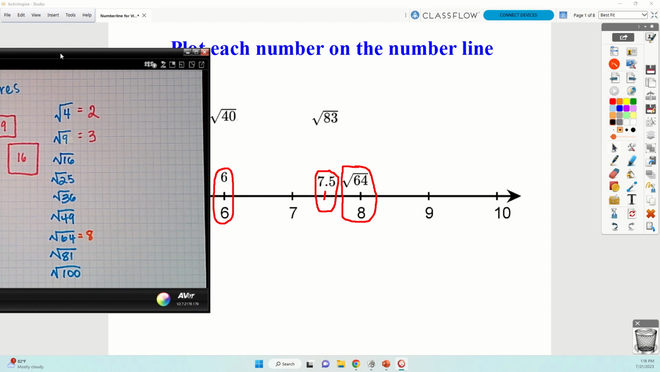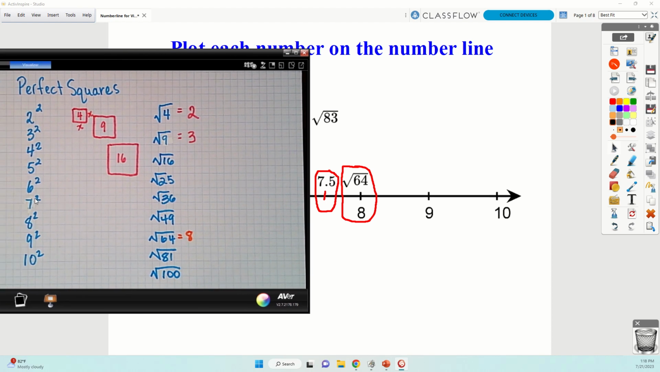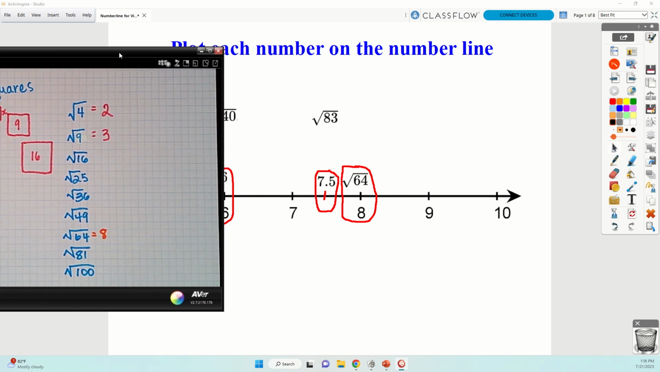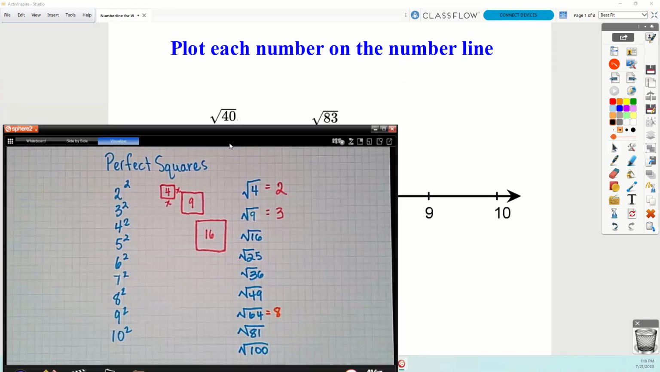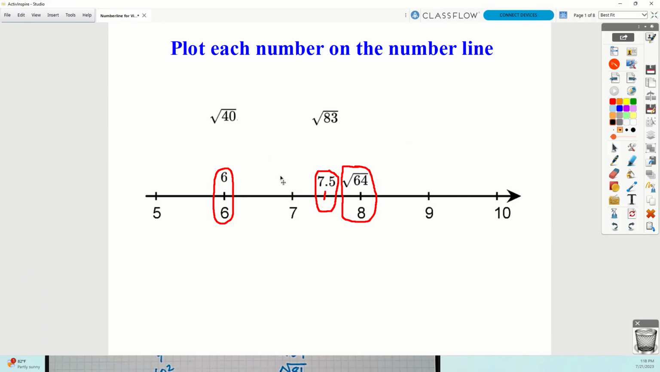Square root of 49, that would be 7 times 7. 7 times 7 is 49. But the square root of 36 is 6. 6 times 6 is 36. So I know that it's going to be somewhere between 6 and 7, but probably a little bit closer to 7. Maybe somewhere in the middle here.